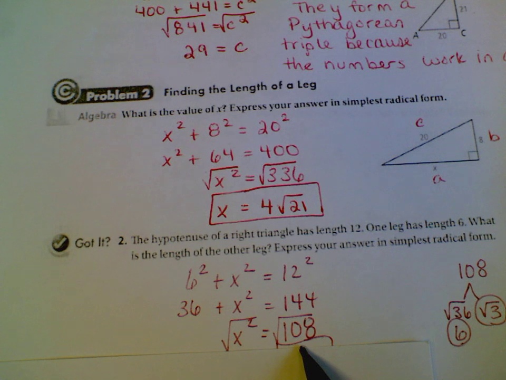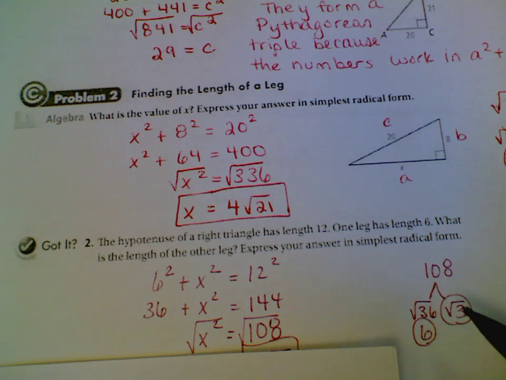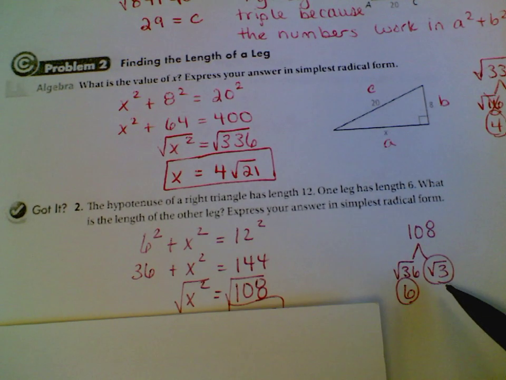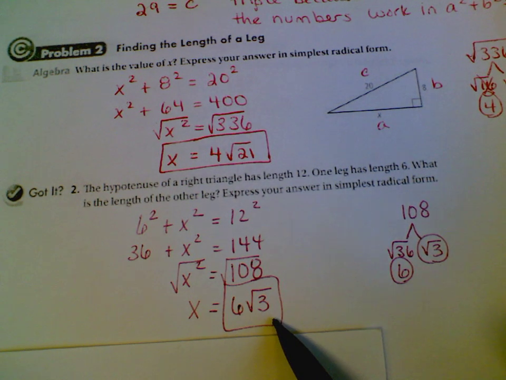When I do the square root of 108 on my calculator, it is not a nice whole number, so I need to simplify. I found that 36 went into 108. So the square root of 36 is a nice whole number of 6, and the square root of 3 will not break down any further, so my final answer would be 6 square roots of 3.